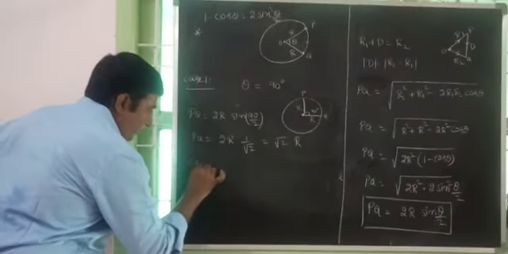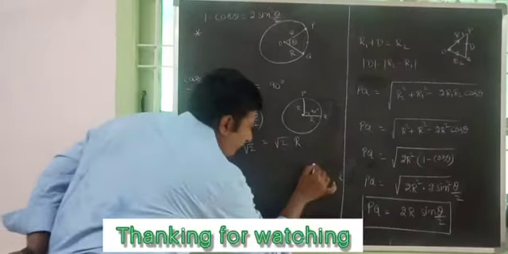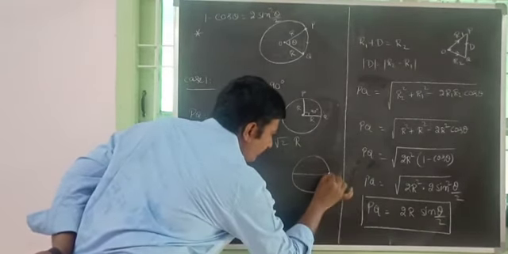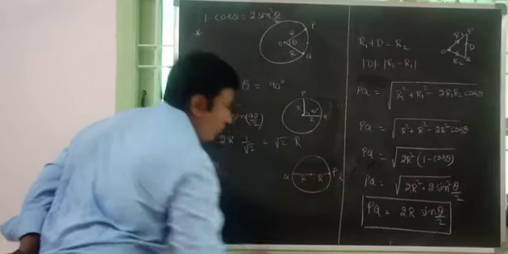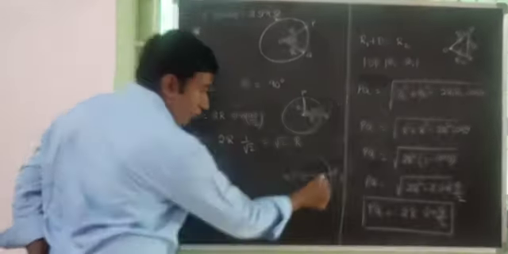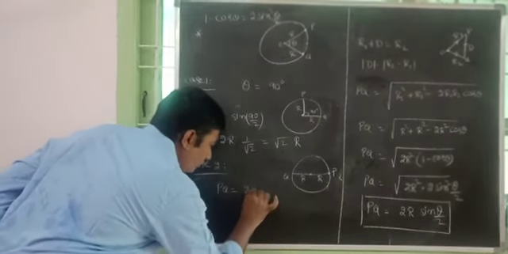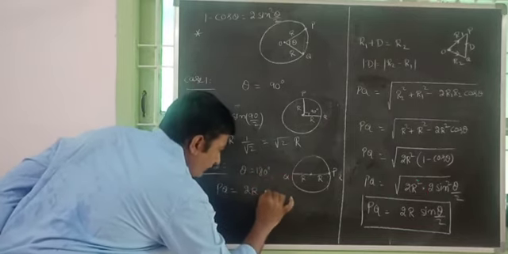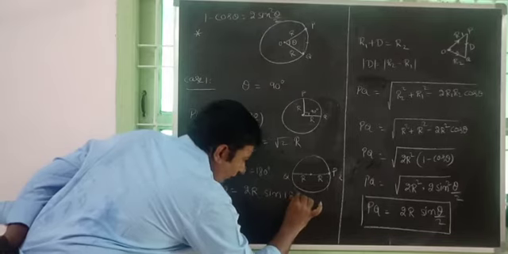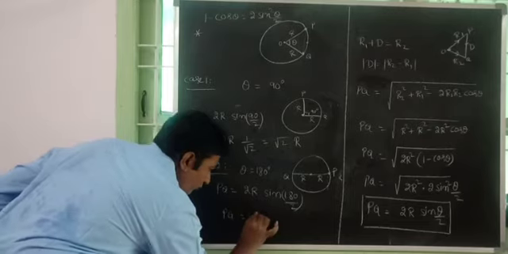In the previous case, if it makes a half revolution, this is P, this is Q, and this value is R. With simple calculation, R plus R is nothing but 2R. Let us see if we get it. PQ is equal to 2R into sin of theta by 2, where theta is equal to 180 degrees. Sin 180 by 2 is sin 90, which is 1. So PQ is equal to 2R.